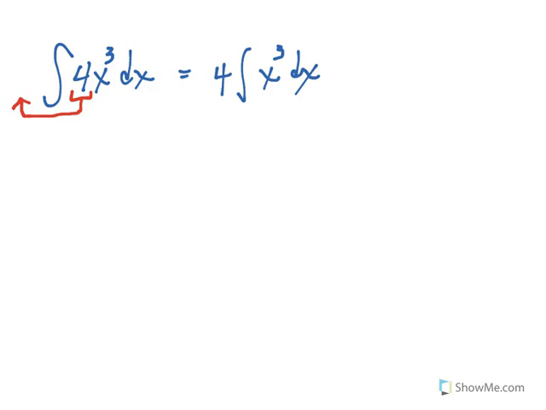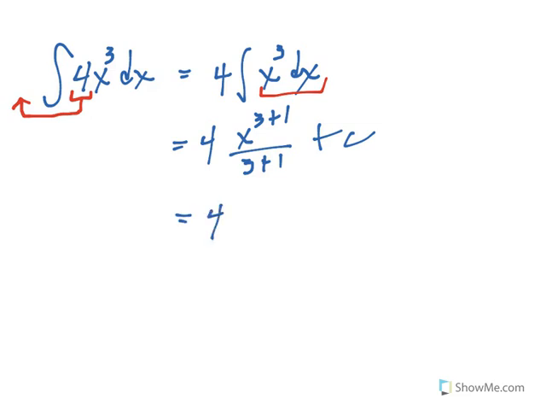And now what we're going to do is follow the rule that I just told you about. We're going to take the 4, leave it on the outside because it's like the constant multiple rule, and multiply it by what we get when we anti-derive this function right here. According to the rule, it's going to be x to the power plus 1 over power plus 1 plus the constant of integration, c. Now if I simplify this, this is going to be 4 times x to the 4th over 4 plus c. These cancel, and my final answer is x to the 4th plus c.